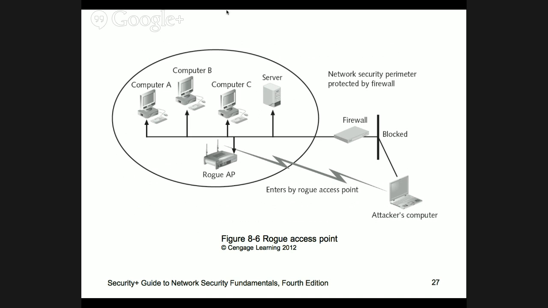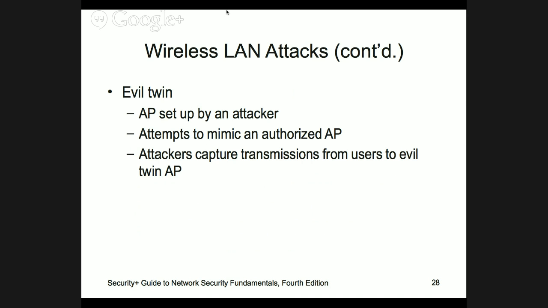So again, it's a detriment to the network, but all the more reason to do a walk around periodically for rogue access points in the network. Evil twin access point: set up by an attacker to mimic the authorized access point. The attacker captures transmissions from the user to the evil twin access point and tries to get passwords, much like the man in the middle attack.